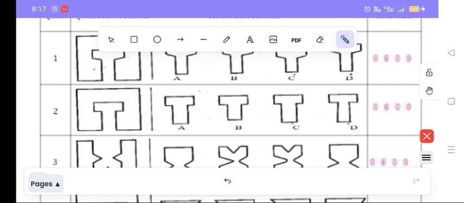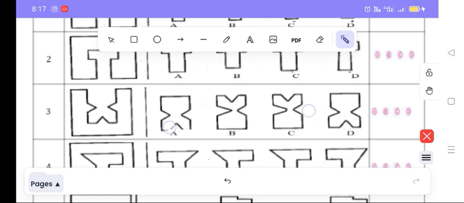Now, come to the next one. In D, when you observe these two lines, they are a little bit bent and small in size when compared to this one. And the top T part is also a little bit small. So you can say A is the answer for question number 2 also. 2A.